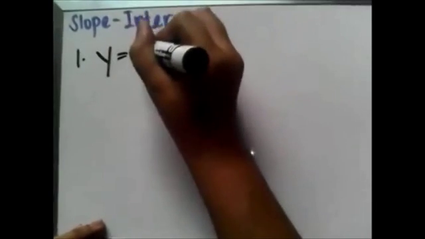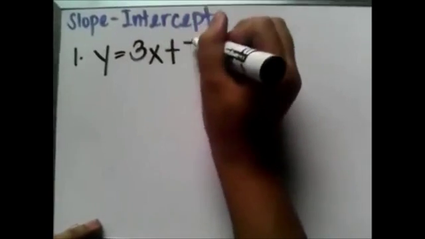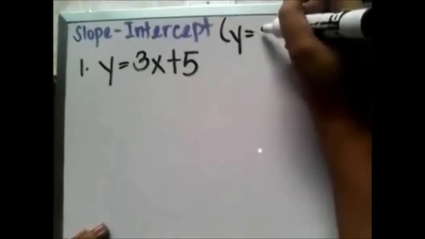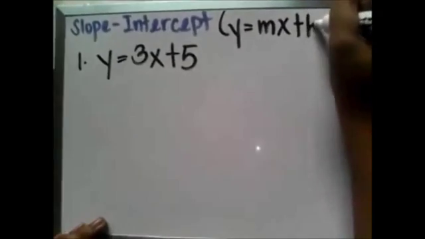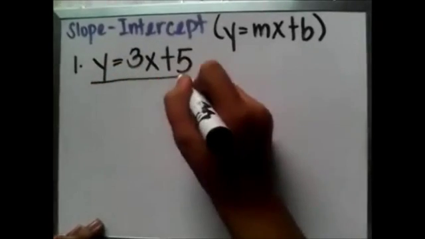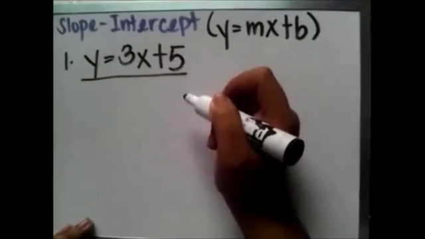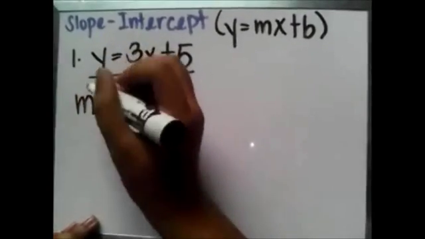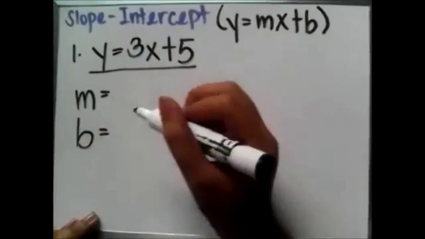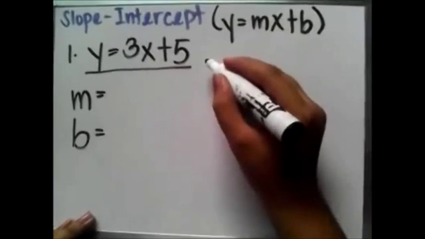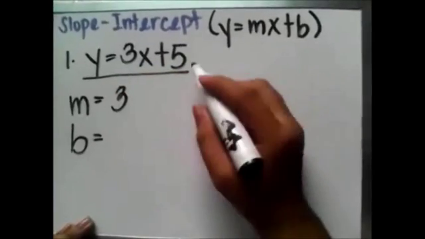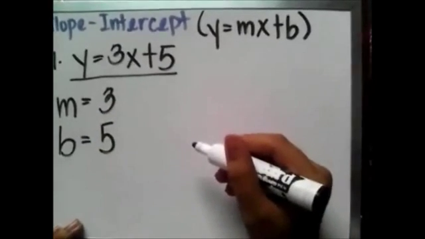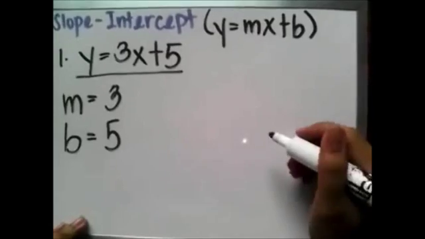Y is equals to 3x plus 5. So remember slope-intercept form, y is equals to mx plus b. Since our equation is already in slope-intercept form, we can now easily identify which is the slope and which is the y-intercept. So in this equation, our slope will be 3 and our y-intercept will be 5. Then after identifying the two, we can now have our graph.